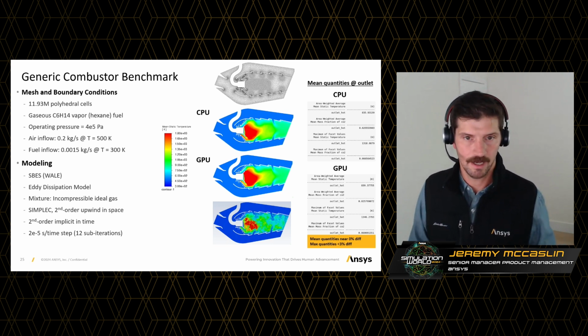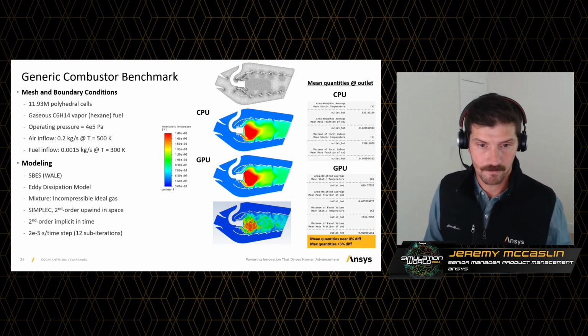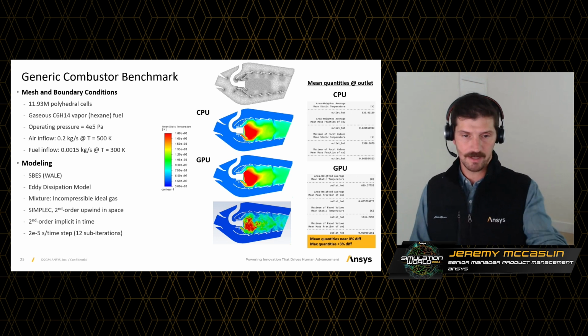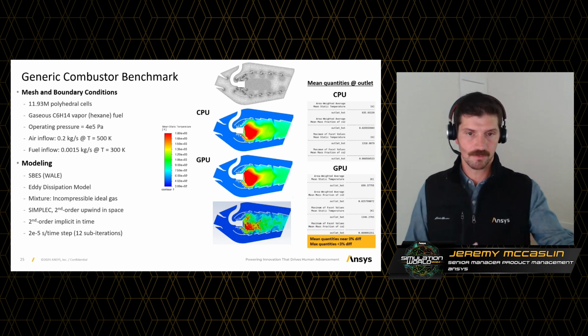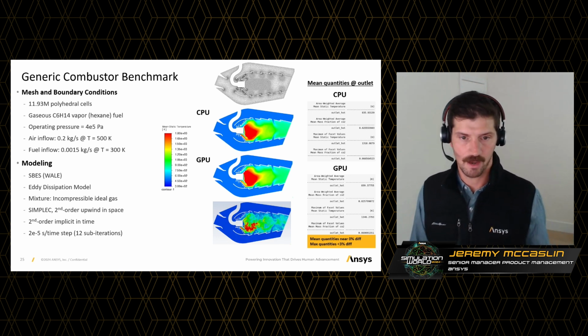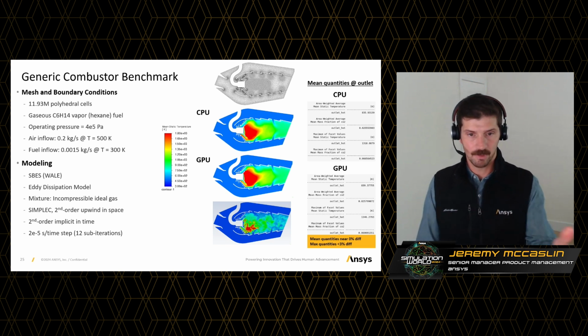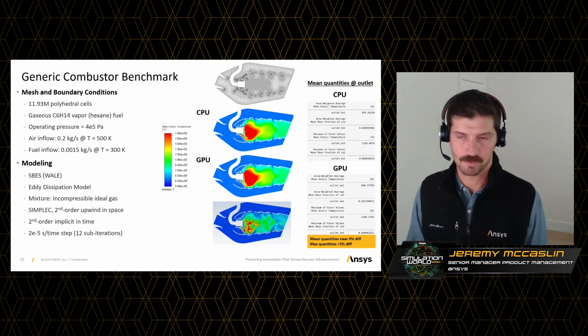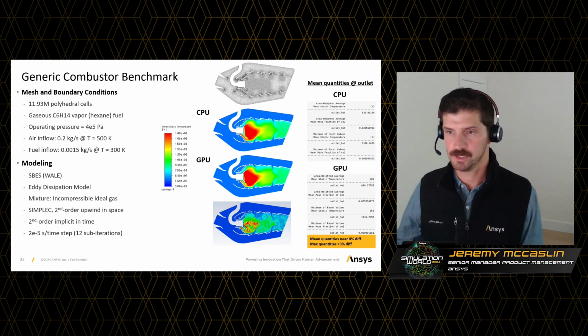And then if we take a more quantitative look, we can see that the average quantities at the outlet, if we take the average species mass fraction differences at the outlet, it's near zero difference, and the maximum at the outlet is well within 3% between CPU and GPU.